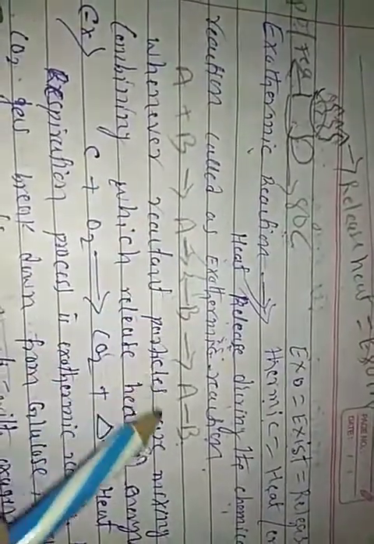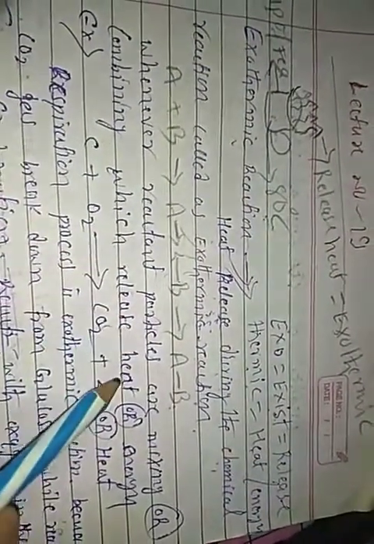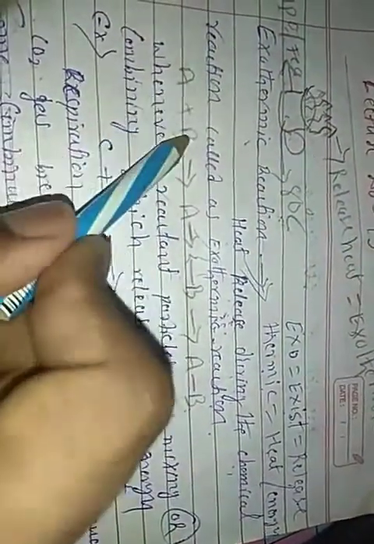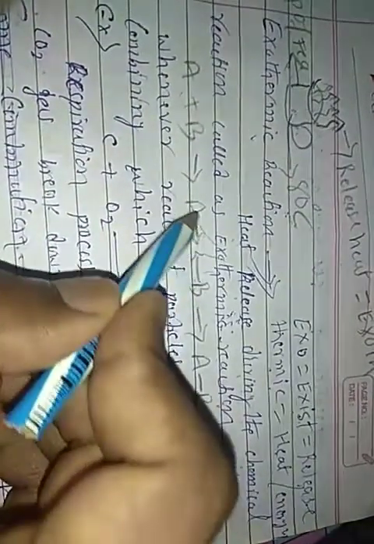Whenever the reactant particles are mixing or combining, which release heat or energy, that is an exothermic reaction. Here I am using two chemicals, A and B. A and B are approaching each other, A attracted to B, B attracted to A. That's why I have drawn the double arrow here. When they are approaching each other, they are releasing an amount of heat.